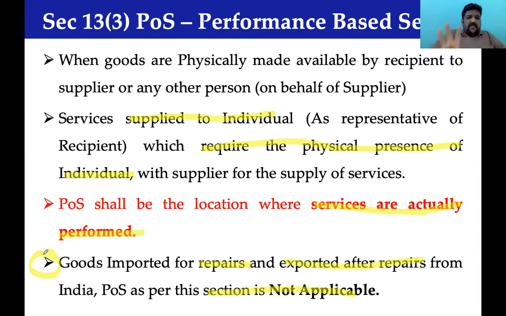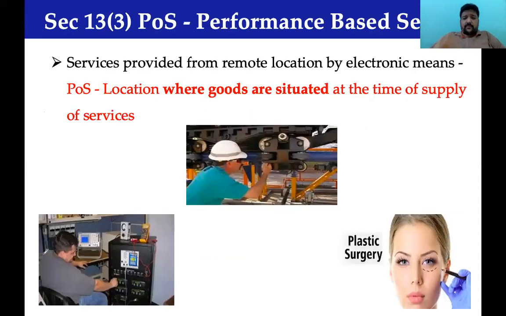Often when we read performance-based services, the place where the service is performed will become the place of supply. This is one exception. We have another exception to this rule. This is the exception to the rule. Another exception to the rule: if any services are provided from a remote location by electronic means, any services performed from a remote location by electronic means. People never came personally to coach you.